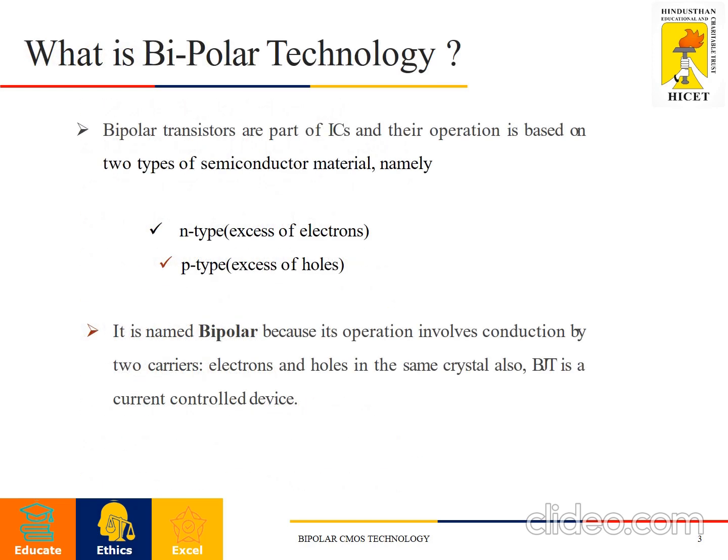First, see what is bipolar technology. Bipolar transistors, the earlier devices, the first development, are part of ICs, and their operation is based on two types of semiconductor materials, named N-type, that is excess of electrons, and P-type, the excess of holes. It is named bipolar because its operation involves the conduction of two carriers, one is electrons and the other is holes. And BJT is also called a current control device.